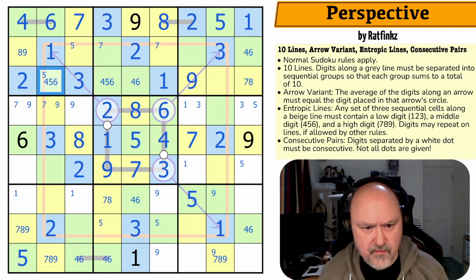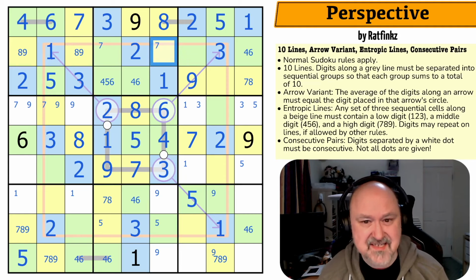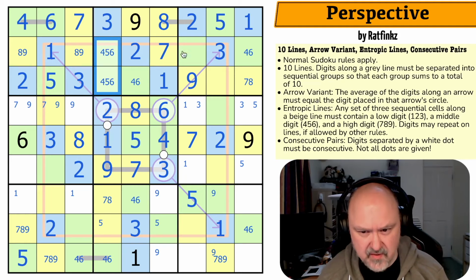So this is from 4, 5. This is the 5. This is not the 5. This is an 8, 9. So this is the 7. This is not the 7. This is 4, 5, 6. There must be a 5 in one of those two.